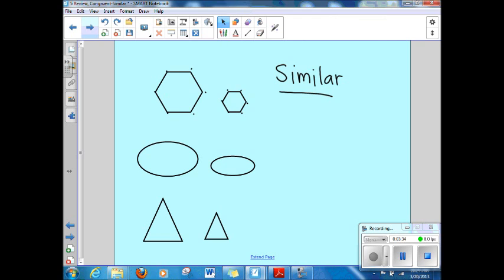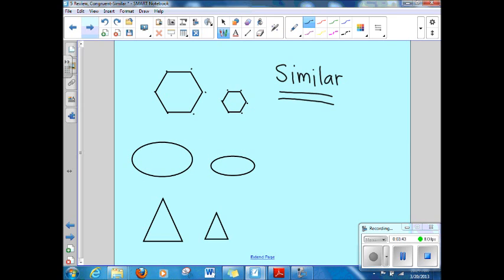They're similar. The next figures, we have an oval, and these are different sizes, but they're the same shape. They are similar. And the last set of figures are two triangles, two isosceles triangles, and they are similar, but they are not congruent. They're the same shape, but not the same size.